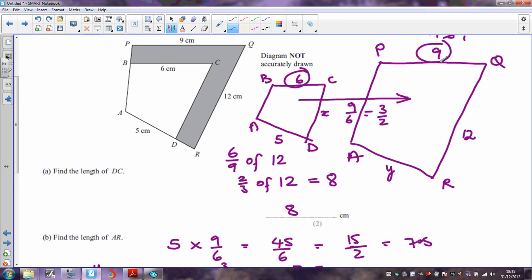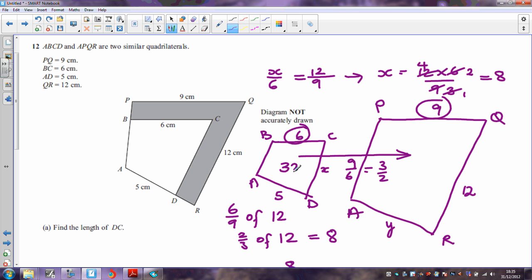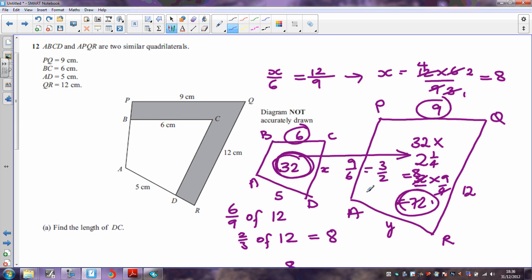So in other words, the area of this shape is 2.25 times the area of this shape. Now, they tell us that the area of ABCD is 32, so the area of that one is 32. So the area of this one must be 32 times 2.25. And if you work out 32 times 2.25, or 32 times 9 over 4, 4 and the 32 becomes 1 and 8. In other words, the area of this one must be 72 square centimeters.